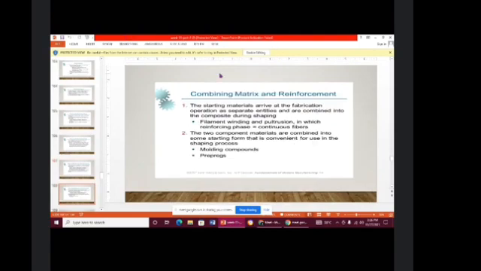This is the combining of matrix and reinforcement. The starting materials arrive at the fabrication operation as separate entities and are combined into the composite during shaping, as in filament winding and infiltration, in which the reinforcing phase is a continuous fiber. Alternatively, the two component materials are combined into some starting form. Those used in the shaping processes are molding compounds and prepregs.